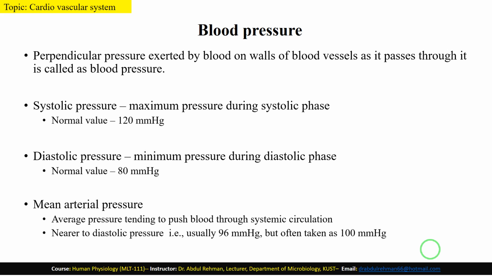Our blood pressure is highest at the start of its journey from our heart, that is when it enters the aorta, and the blood pressure is lowest at the end of its journey along progressively smaller branches of the arteries. That pressure difference is what causes blood to flow around our bodies.